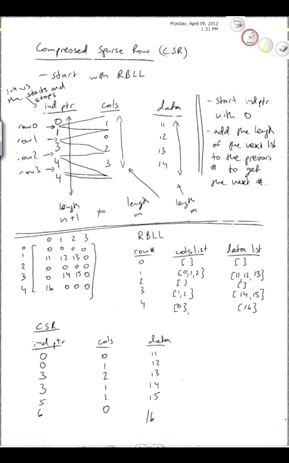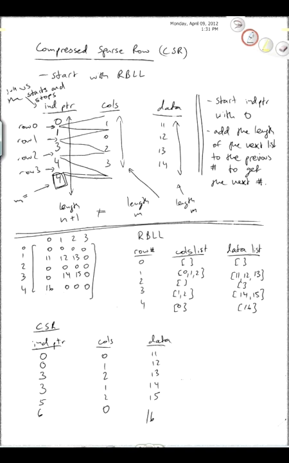So let's double check to see if we did this correctly. Here, our number of rows was 5. That means I should have 6 entries in index pointer, because the length is n plus 1. So yep, indeed I have 6 entries in index pointer. But there's actually another way to check, which is the very last number in index pointer. This should always be equal to m.